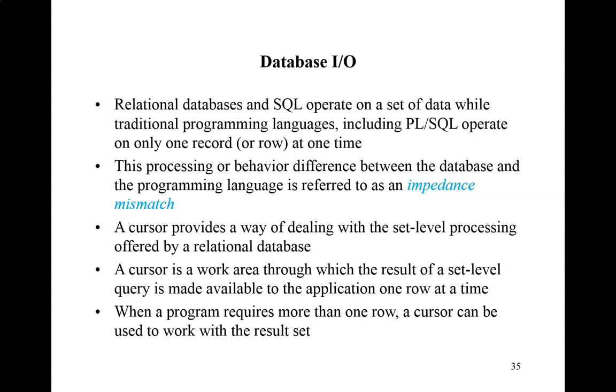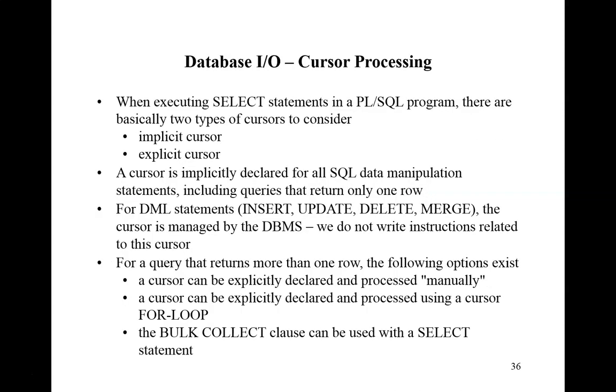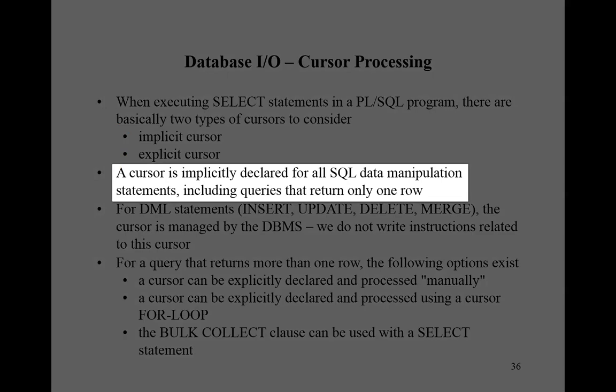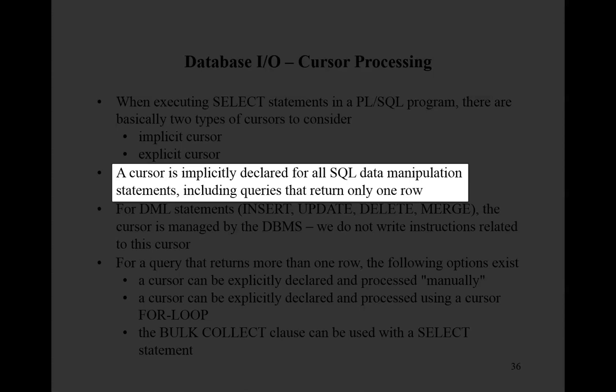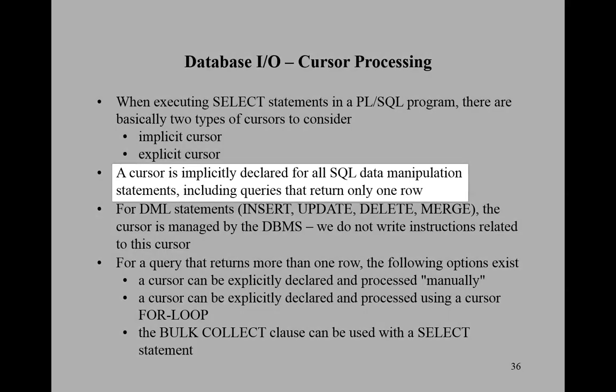In Oracle database, a cursor is a pointer to a private area that stores information about processing a specific query, a select statement, or DML statement. When executing SQL statements in a PL/SQL program, we have two basic options, an implicit cursor and an explicit cursor. A cursor is implicitly declared for all SQL data manipulation statements, and this includes queries that return only one row, the singleton select that we examined in our previous video.